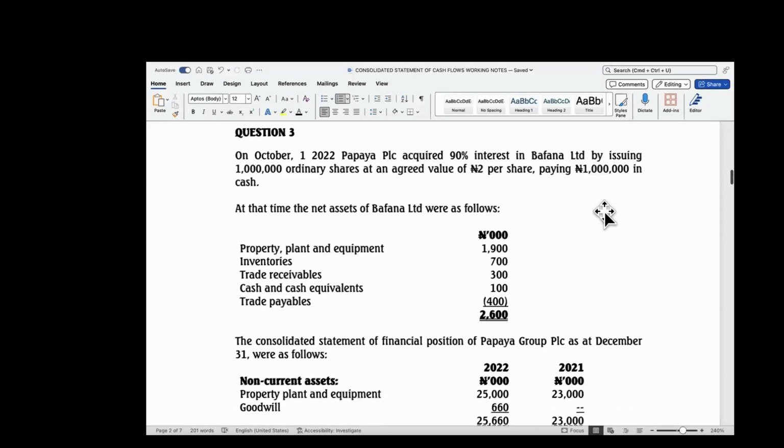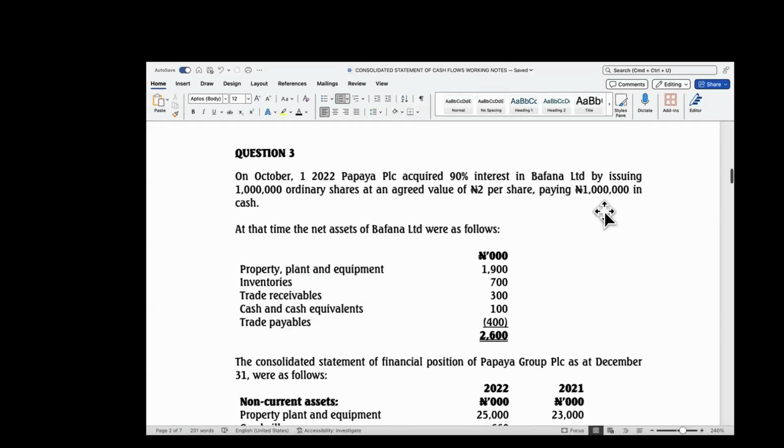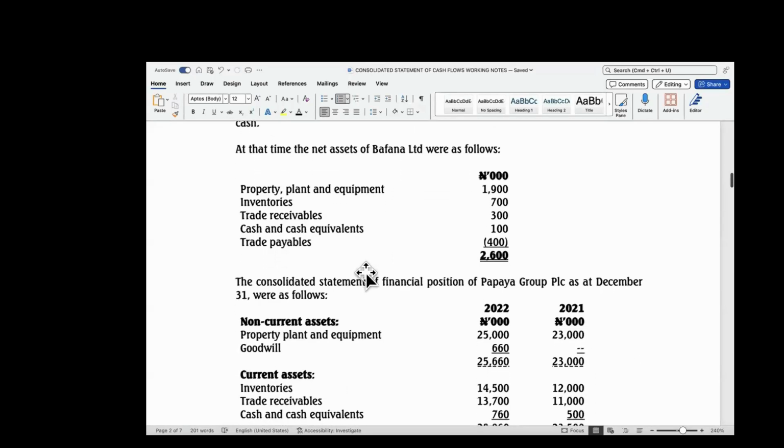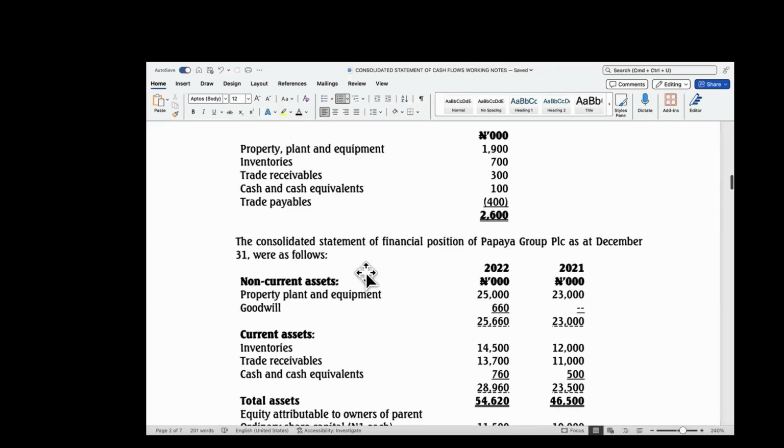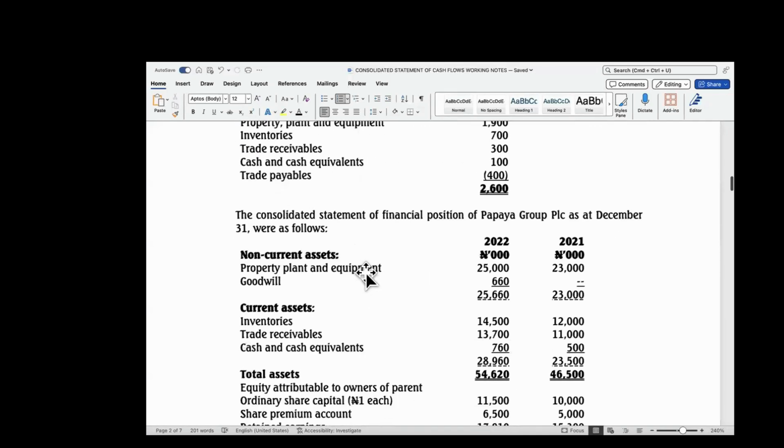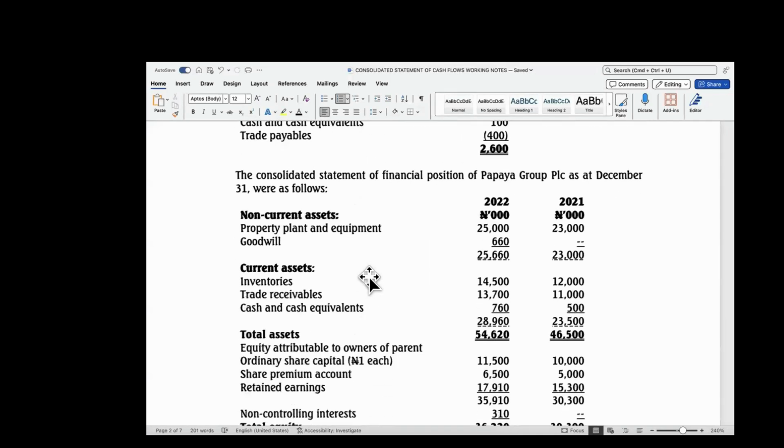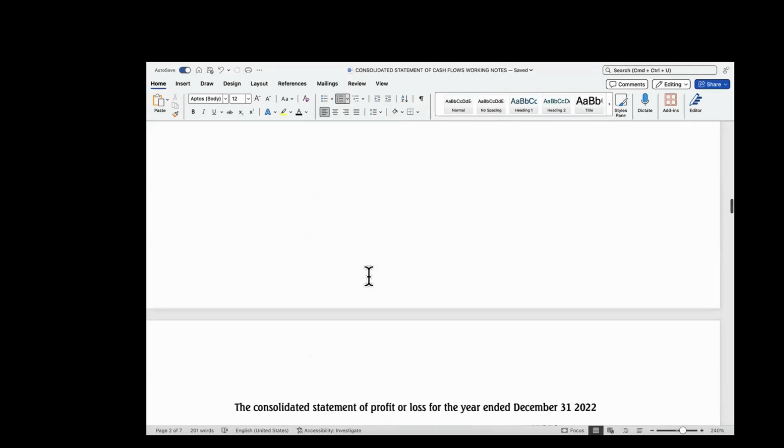Okay, so that means the other 1 million would probably be in shares. So at that time, the net asset of Bafana, this is the subsidiary, was this. So this is what he paid 2 million for. This is what he paid that money for. And also the consolidated statement of financial position of Papaya, which is the parent company, is given as follows.